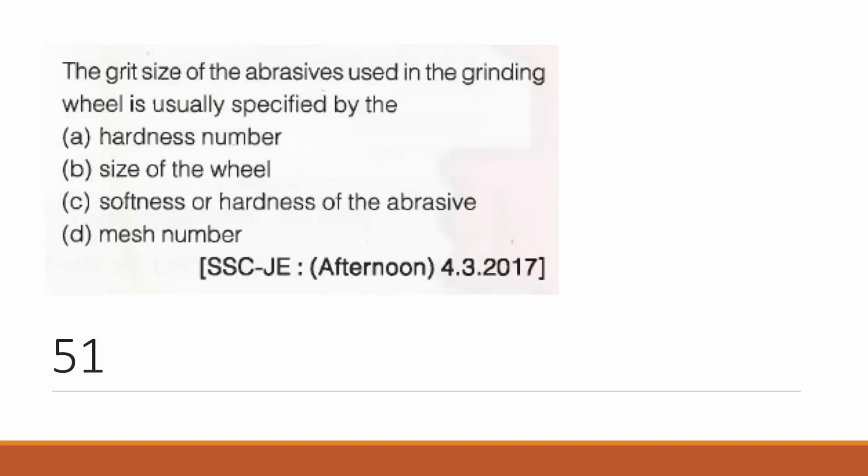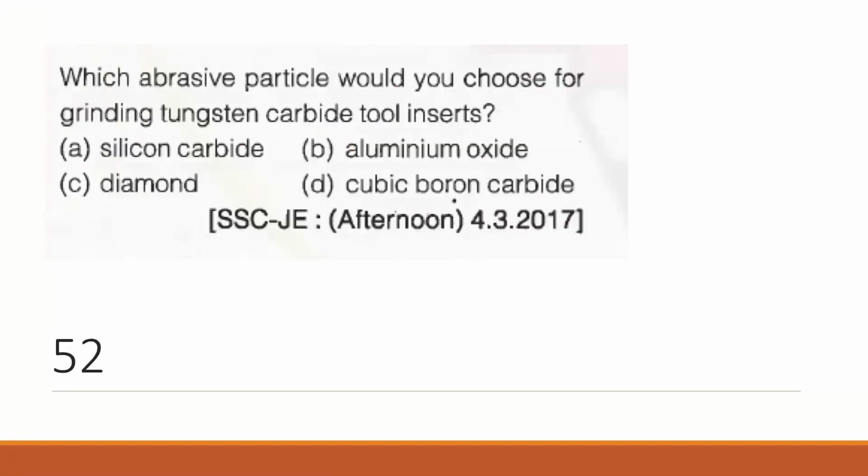Now question number 51, the grit size of abrasive used in grinding wheel is usually specified by. Now the grit size is specified by mesh number. Now the next question, which abrasive particle would you choose for grinding tungsten carbide tool inserts? These are all factual questions, guys. So the correct answer is diamond, right?